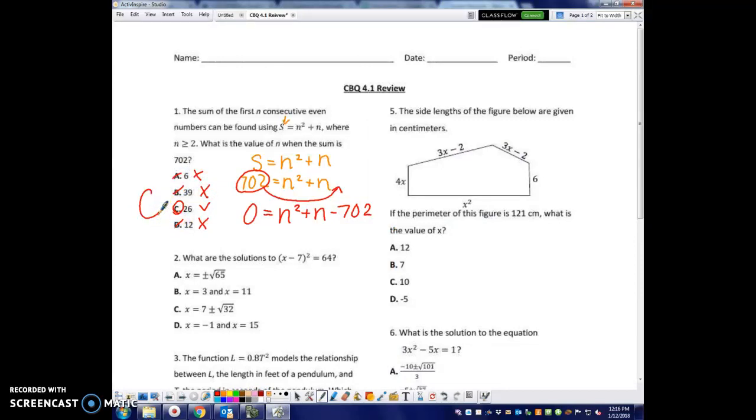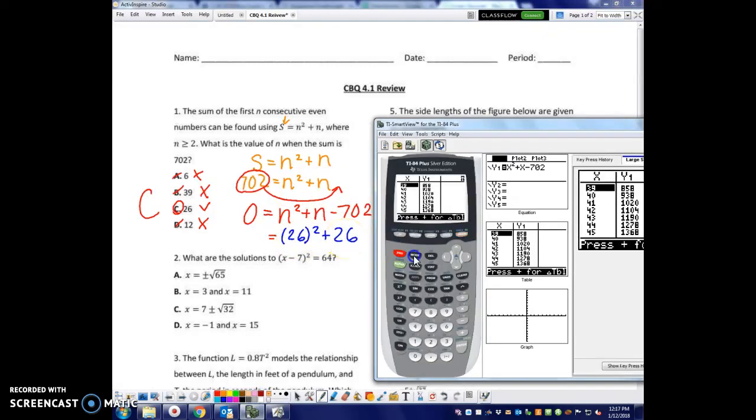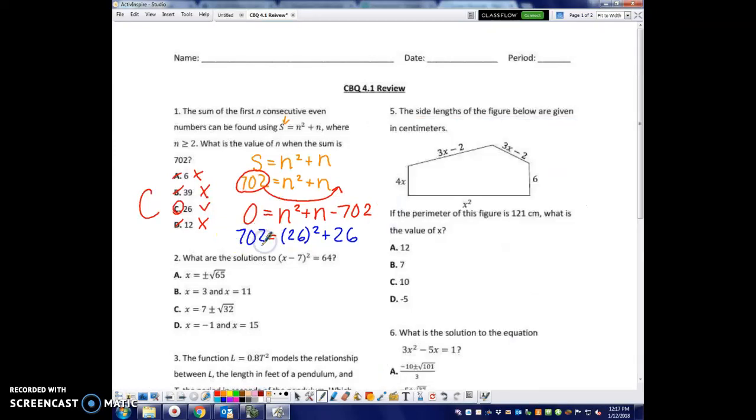Now you could have gotten another way about this as well. Given this equation here, you could have put in, instead of n, put 26 squared plus 26. Okay, so instead of n, we put a 26. If we type that in our calculator, remembering parentheses, squared plus 26. Okay, enter. That gives us 702, which is what we were looking for. Okay, so you could do that 2 different methods.